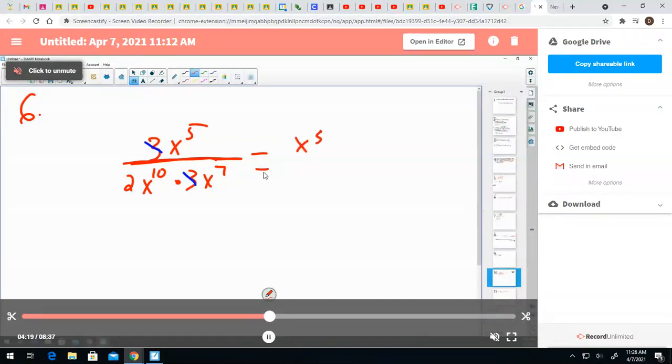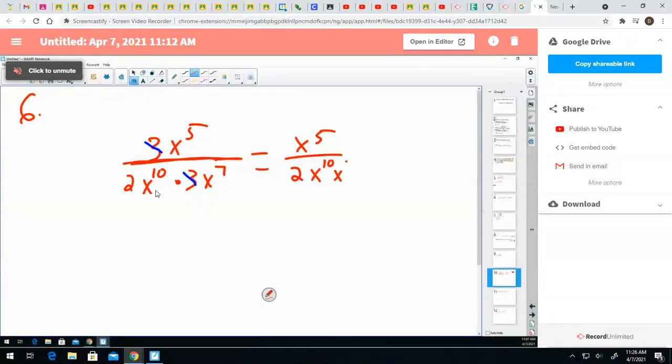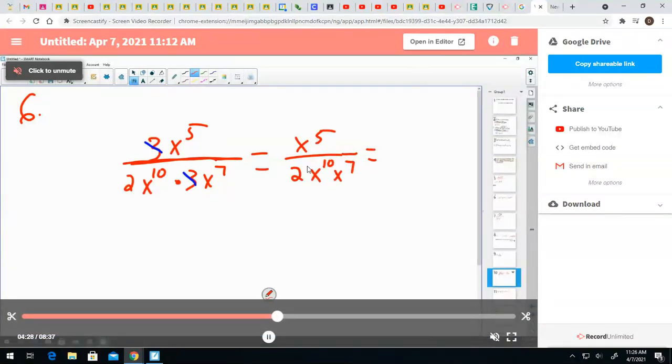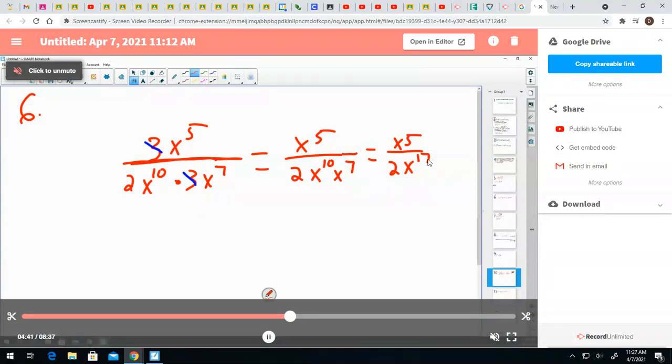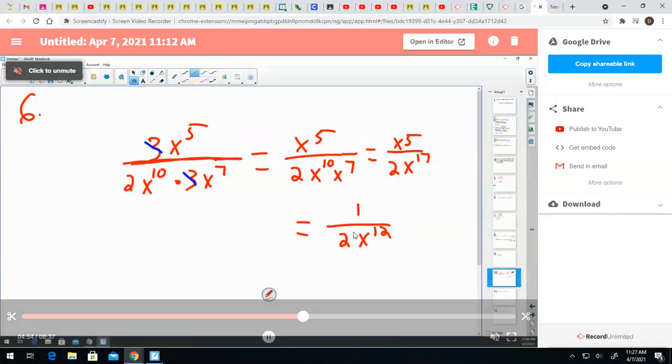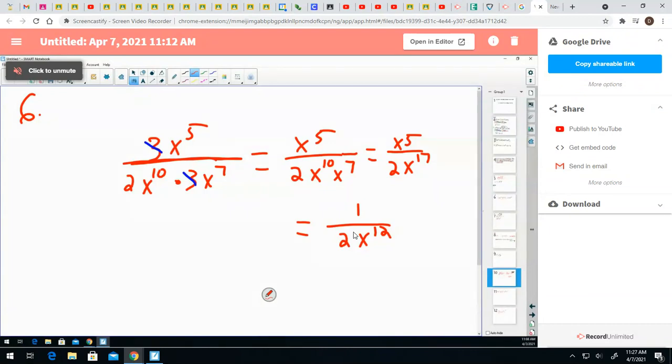Now let's rewrite it. We have x to the 5th over 2x to the 10th, x to the 7th. There's no negative exponents, so there's no moving. I'm going to combine what's on bottom. 10 and 7 is going to be x to the 17th, so we have x to the 5th over 2x to the 17th. And now we can subtract: 17 minus 5 is x to the 12th on bottom. So we have 2x to the 12th on bottom. The top was blank, so now we have to put a 1. And that's it.